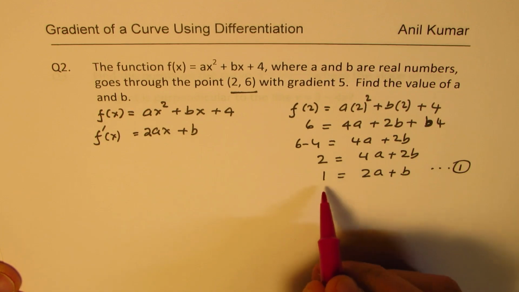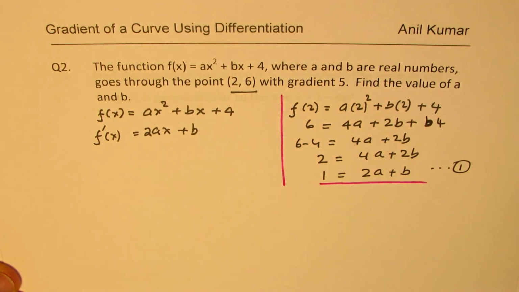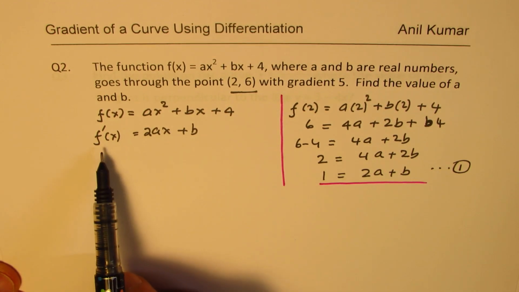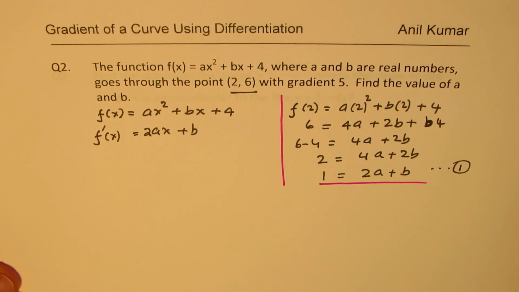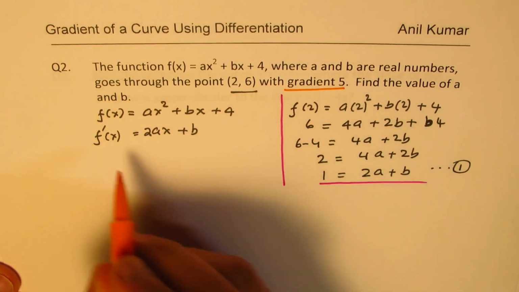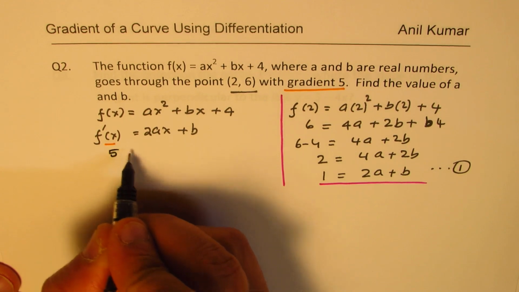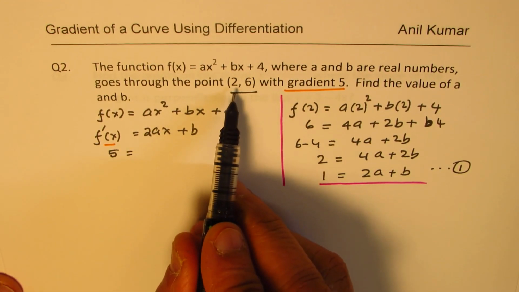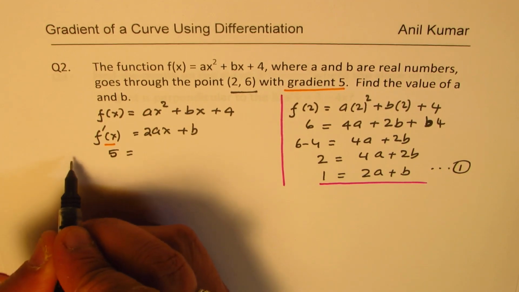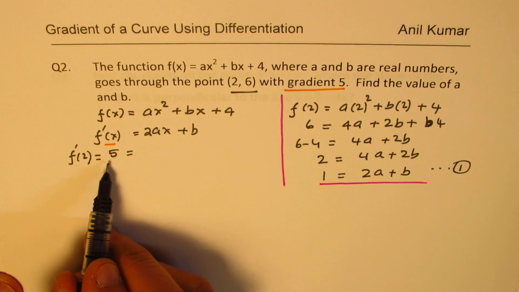Is that clear? So we use the point itself to find one of the equations. Now, we can use the derivative to find the second equation. We are given the gradient. Gradient is 5. So we'll substitute this value as 5. So we get 5 equals, at which point? At 2, right? So let's write like this. At 2, the gradient is 5. Does it make sense to you?